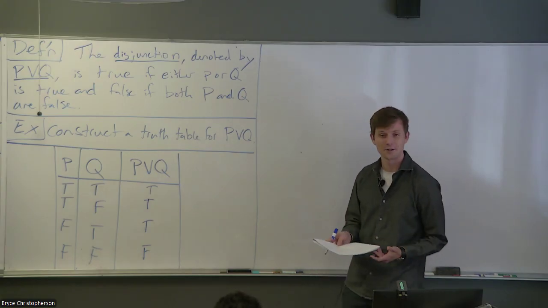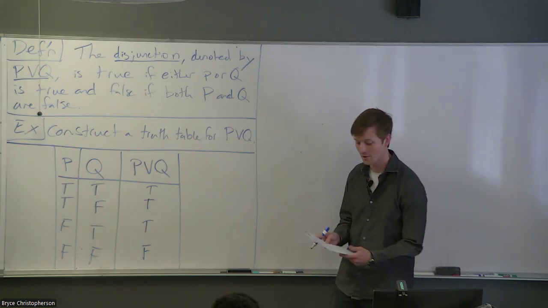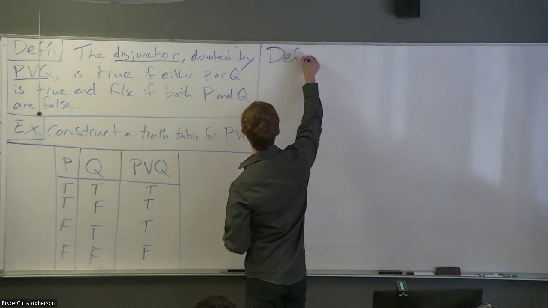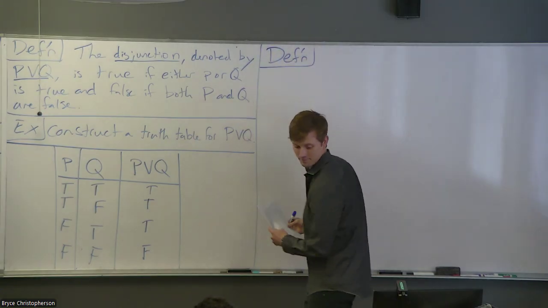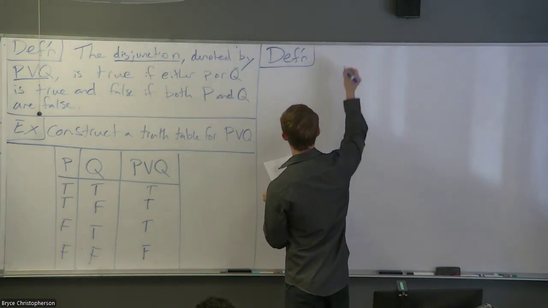So what other things can we do? Well, these first two are pretty easy, but the next one I think trips people up a little bit, which is implication. I got a little bit of feedback there on the mic. Proximity, perhaps. All right, definition.